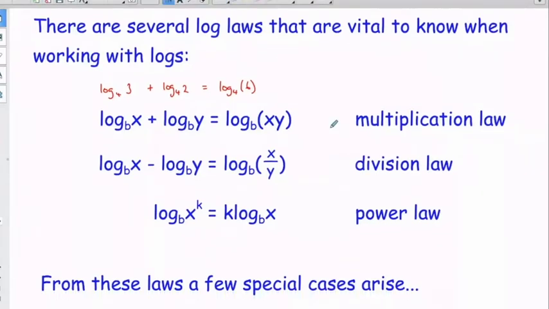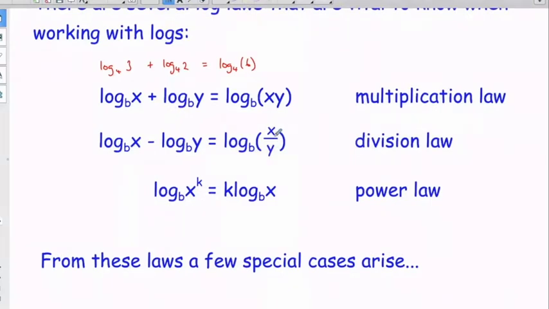The next law is the division law. Very similar to this one. If you are subtracting one log from another, and as long as the bases are the same, then that's the same as the single log of the x over the y. So the first one over the second one.